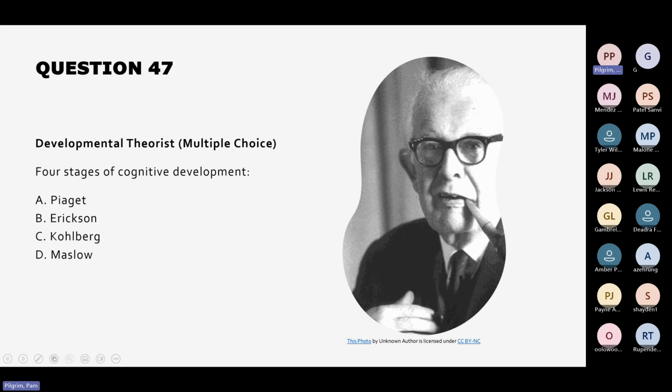All right, so the developmental theorist that has 4 stages of cognitive development, which one is it? And this is actually a picture of Piaget here. So the answer is Piaget.